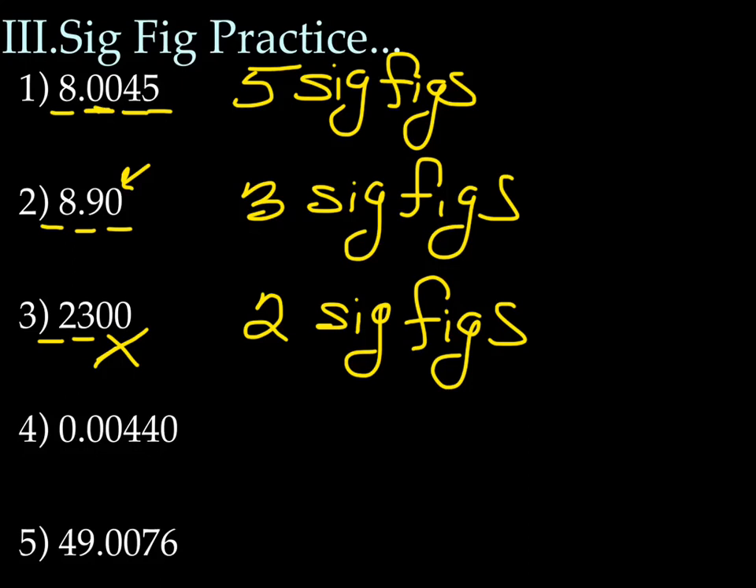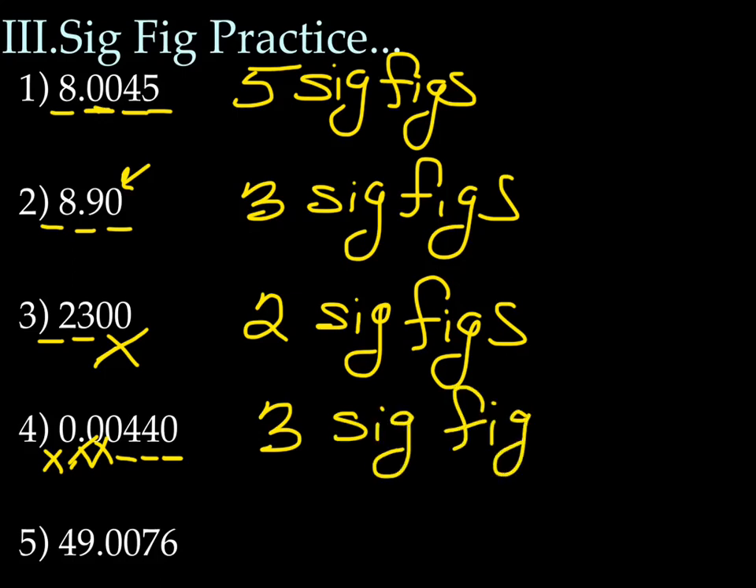Okay, number 4. The 4 and 4 are significant because they are non-zero digits. The first 3 zeros, none of them are significant because they are not between non-zero digits. They are before or after a decimal, however, there's no non-zero digit in front of it. This last 0 is significant because it's behind a decimal and there is a non-zero digit in front of it. So this particular number has 3 sig figs.